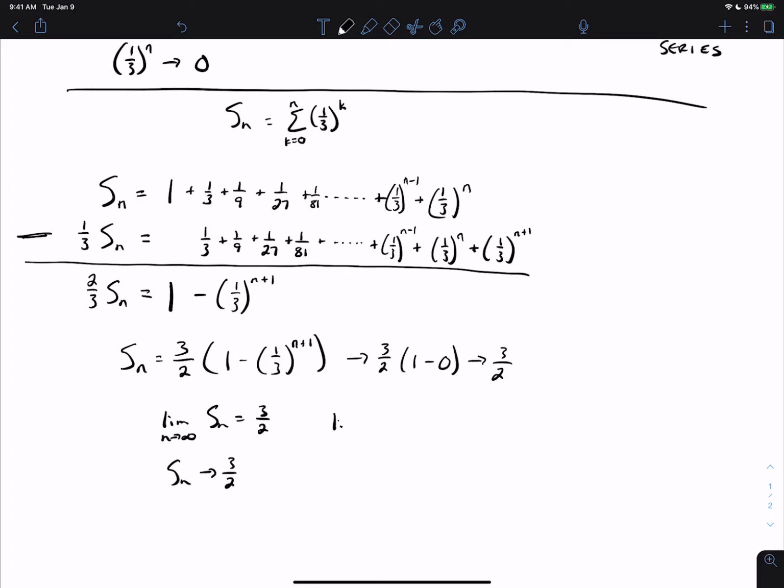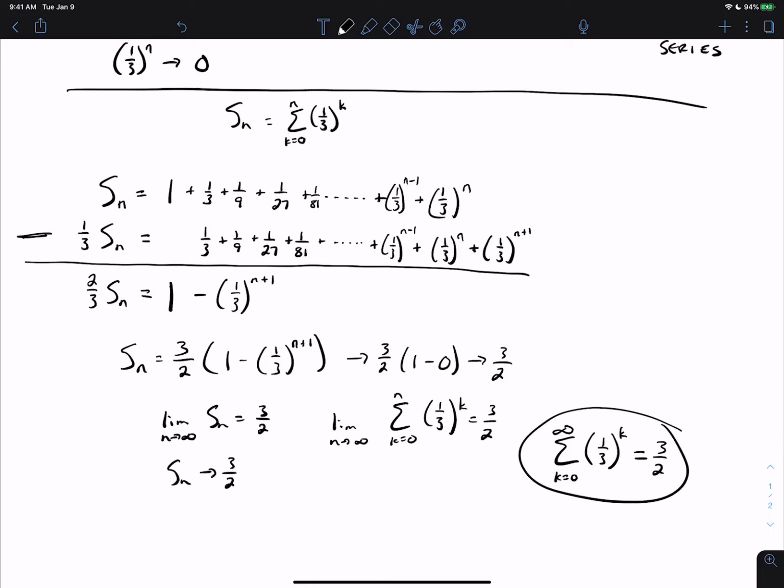We can say the limit as n goes to infinity of the sum k equals 0 to n of 1/3 to the k is equal to 3 halves. All of those are the same, but what's standard to write is the sum k equals 0 to infinity, so instead of putting n there, we put infinity. The sum k equals 0 to infinity of 1/3 to the k is equal to 3 halves. And so this is saying that that series converges to 3 halves. That's the notation that is standard, but it's the same thing we would mean if we wrote those 3.